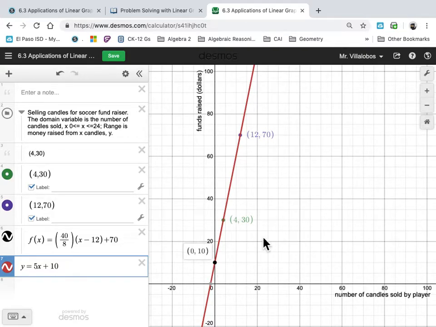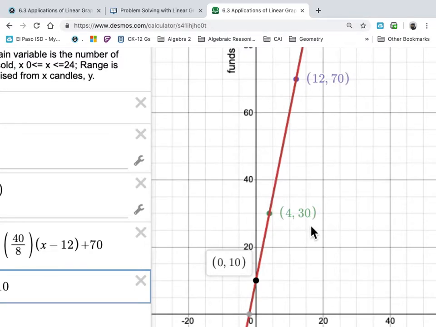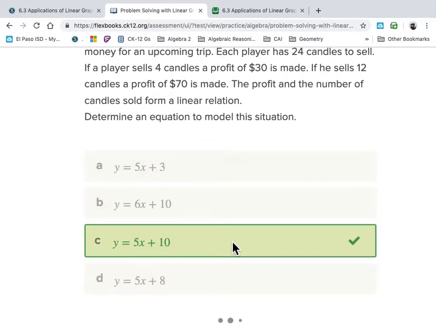That's the model in this situation. If I sell 4, then I'm going to make $30. 12, I'll make 70. No, apparently it's 5. How did I figure that out? I subtracted 30 from 70, that's $40, and that's a difference of 8 candles. So that must have been 5 for every candle. So anyway, I've got my answer, right? 5x plus 10. And that's how you do that.